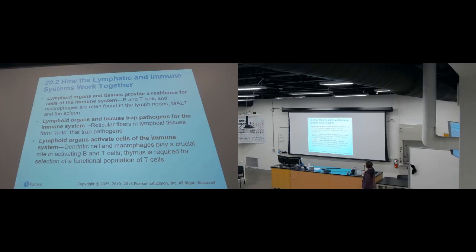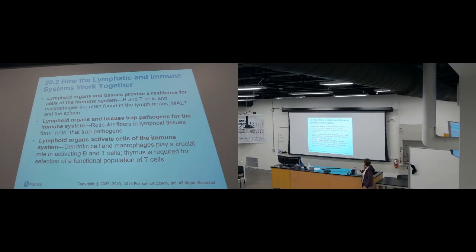So how do the lymphoid system and immune system work together? Of course, lymphoid organs and tissues provide the place where the T cells and the B cells can be located. You find them frequently in the lymph nodes. MALT, if you remember, stands for mucosa-associated lymphoid tissue, and they are also found in the spleen. Now, within these organs, we have reticular fibers, which are collagen fibers that are randomly oriented, and they help to trap pathogens so that these pathogens can be in the vicinity of these cells, and then you can challenge these cells and they can respond.